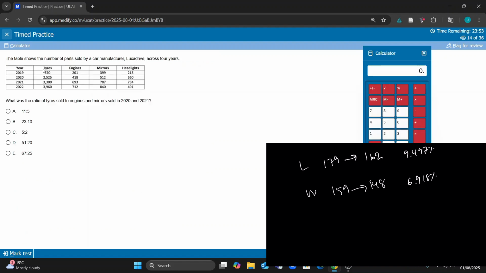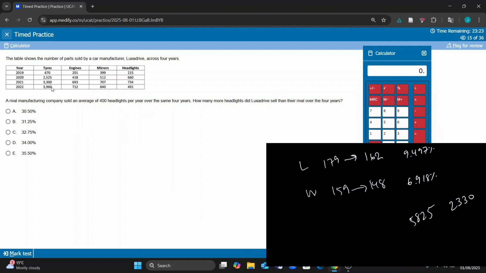What was the ratio of tires sold to engines and mirrors sold in 2020 and 2021? Okay, so 2525 plus 3300 is 5825. And for all of these four, 930 plus 1400, that's 2330. So 5825 divided by 2330 is 2.5, so it's going to be 5 to 2.